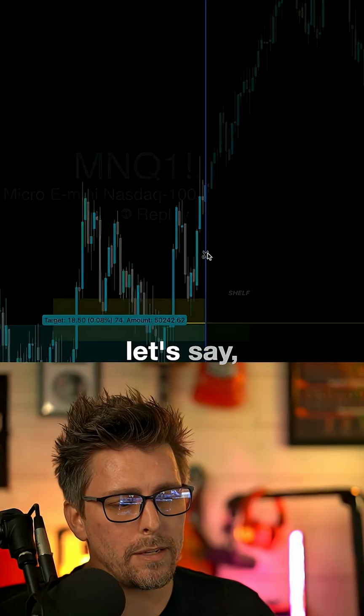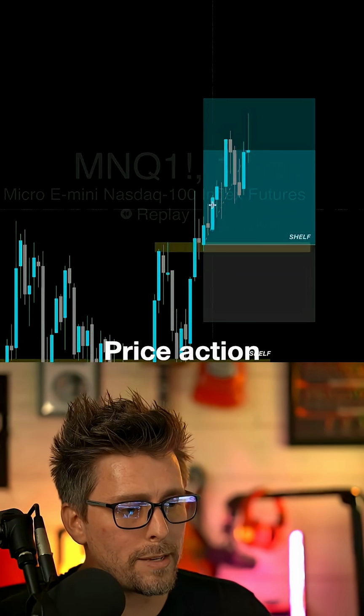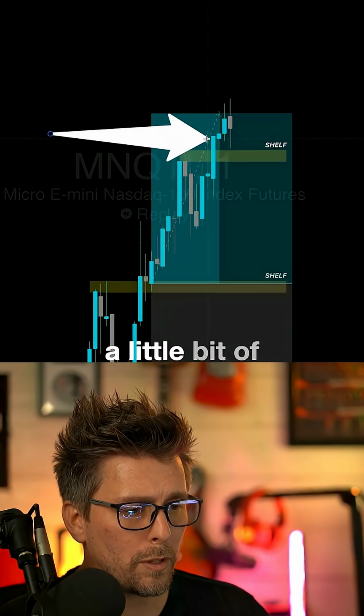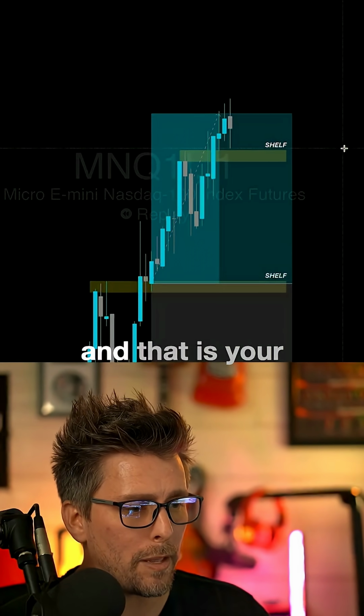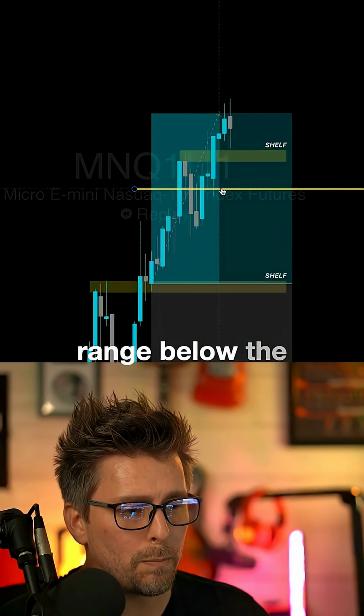Now, what would happen, let's say, if you were in the trade up here? Let's say I entered in right about here. Price action moves up, creates a consolidation range right here. This swing point was broken with a little bit of volume. So we take the wick and the candle body, include the fair value gap, and that is your shelf. We're now clear to put our break-even stop in the consolidation range below the shelf.